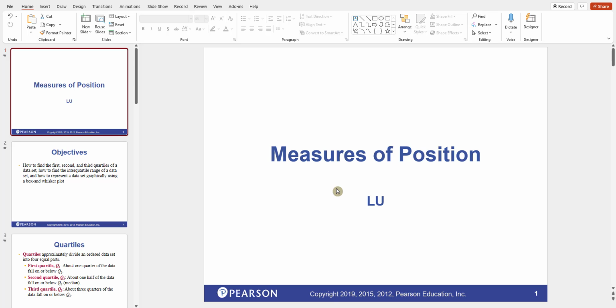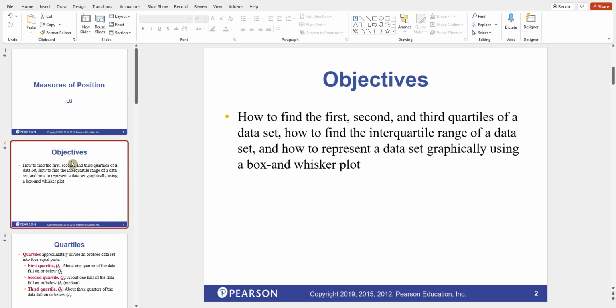In this video, I will talk about measures of position. The objectives would be how to find the first, second, and third quartiles of a data set, how to find the interquartile range of a data set, and how to represent a data set graphically using a box and whisker plot.